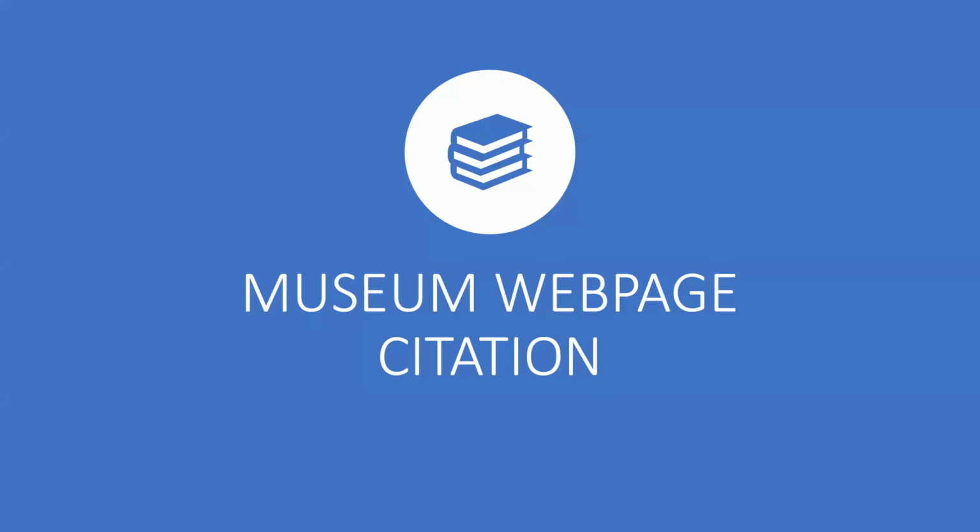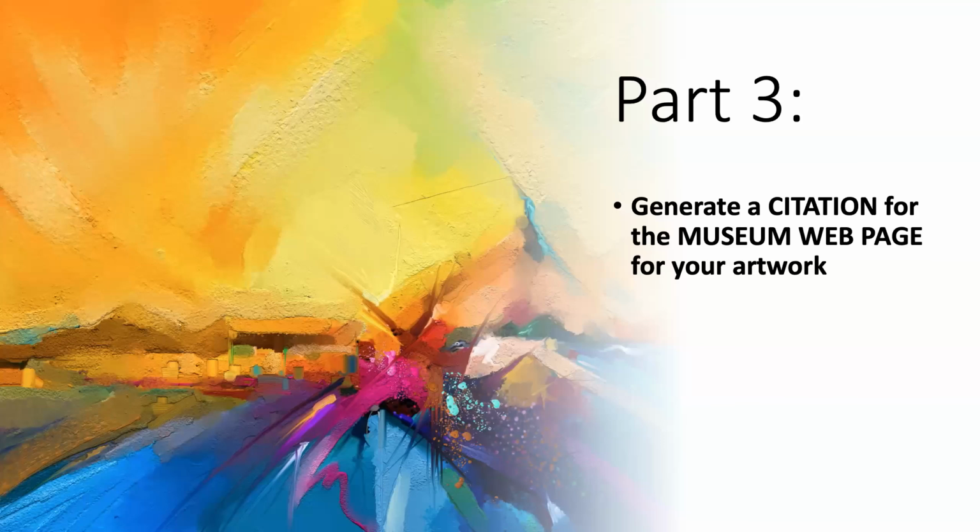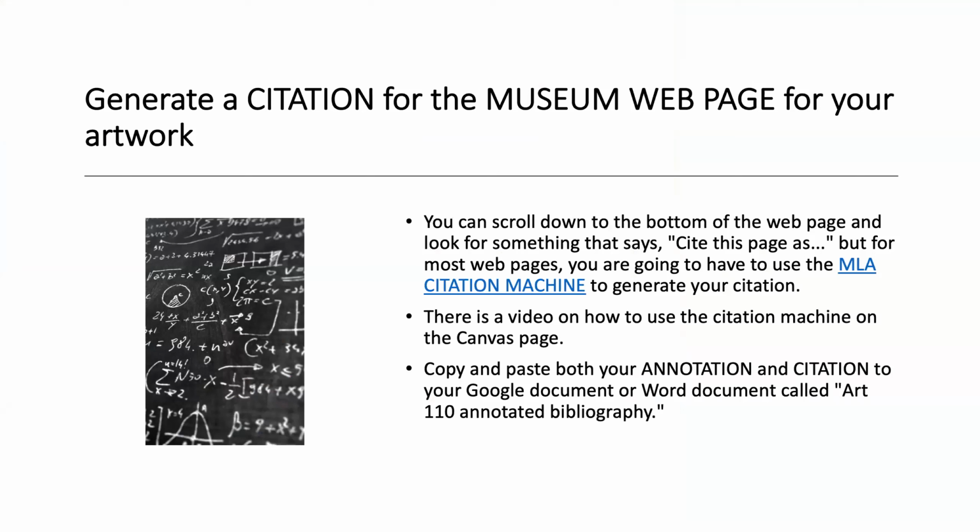All right, and now you need a citation. So this is the one that's going to be a little bit challenging. Some web pages on a museum may have a citation at the very bottom. You can scroll all the way down and check, but often they do not. So you're going to have to generate the citation for your museum web page. And to generate it, you're going to use the MLA citation generator, Citation Machine.